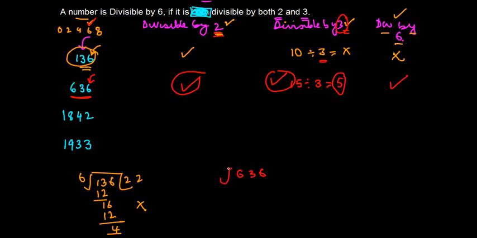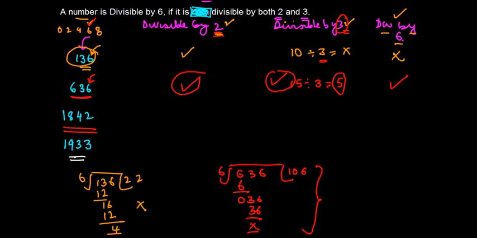We can try this as well. 6 times 1, 6, 0, 3. 3 is not there, so we put another 0, 6. 6 gives you 36. The remainder is 0. Hence, 636 is divisible by 6. But instead of doing this long method, we just found out by the simple rule. How about 1842? Let's quickly do this, and 1933, I'll leave it to you.